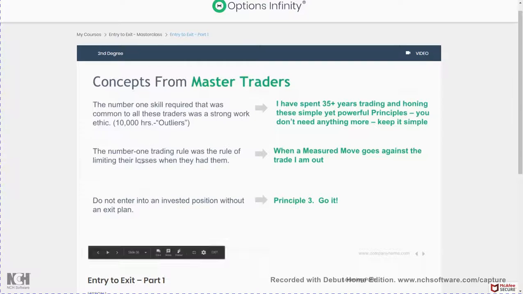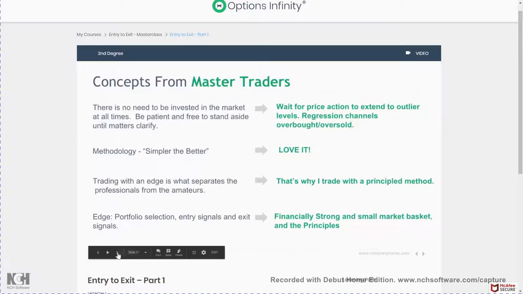The next concept is that the number one trading rule is limiting your losses when you have them. When a measured move goes against that trade, I'm out. That limits my losses and lets my profits run. And I don't get out until a Fibonacci extension is reached. Do not enter into an invested position without an exit plan. And that is the three principles. And I got it.